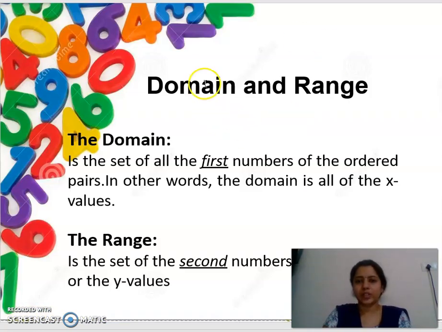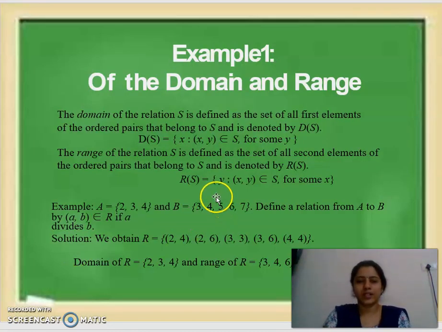And the next topic is domain and range of a relation. So domain is the set of all the first numbers of the ordered pairs and range is the set of all the second numbers in each pair. As a relation is a set of pairs, take all the first numbers from each pair, we call that the domain, and take all the second numbers from each pair, then we call that the range.